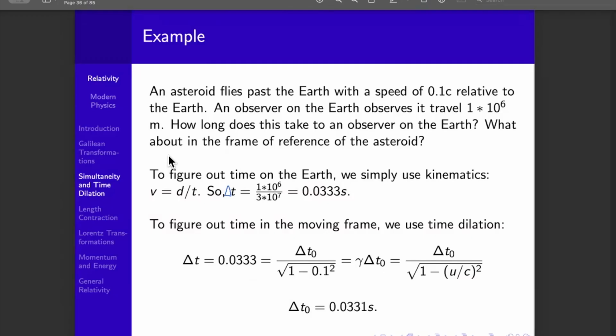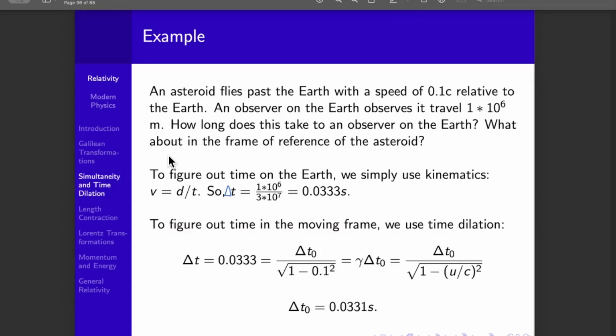Notice how small of a difference it is. It's 0.0002 seconds different from the clock on Earth. So quite a small difference there, right? But you can imagine that as something is going really close to the speed of light, that gamma factor is going to really rapidly diverge. It's going to become a really high number. And that will actually cause the time difference to be extremely significant.